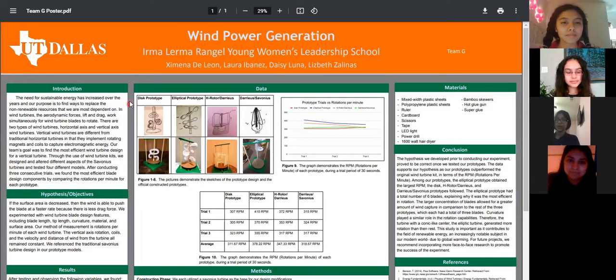We designed and altered different aspects of the Savonius turbine and tested different models. After 3 consecutive trials, we found the most efficient blade design components by comparing the rotations per minute.